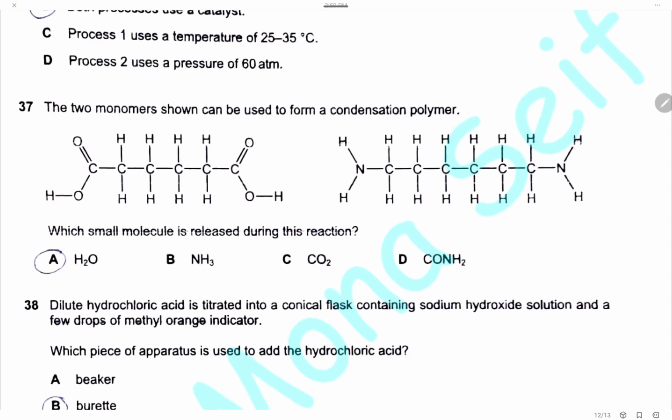Question 37. The two monomers shown can be used to form a condensation polymer. Which is the small molecule released during the reaction? As we can see, the first molecule is dicarboxylic acid and the second one is diamine. So the polymer is formed by removing one molecule of water to form the amide linkage. The small molecule will be water and the answer is A.